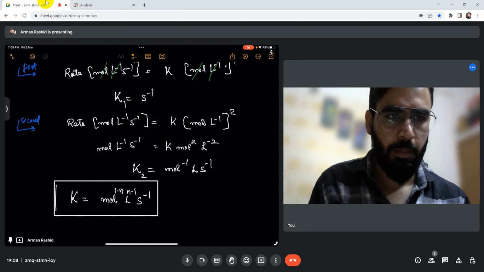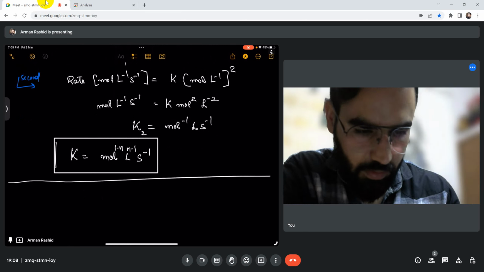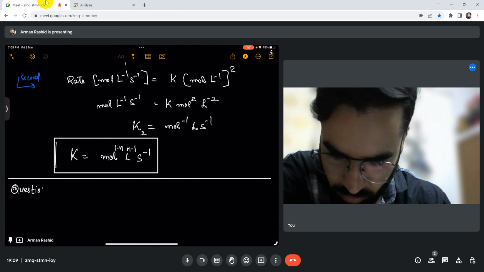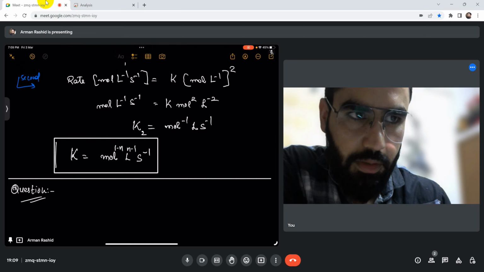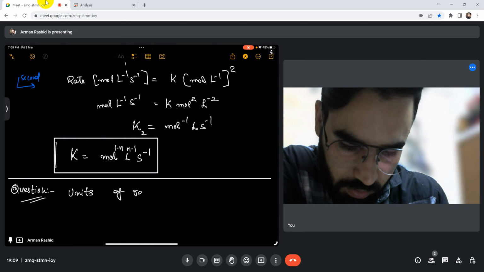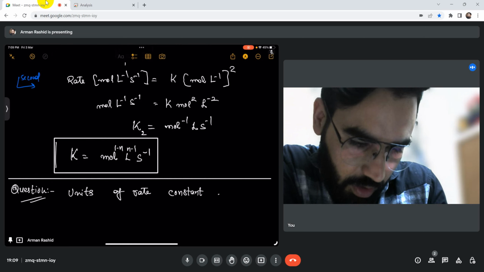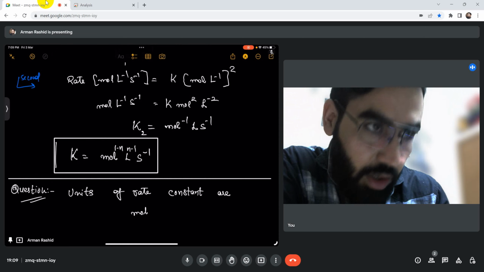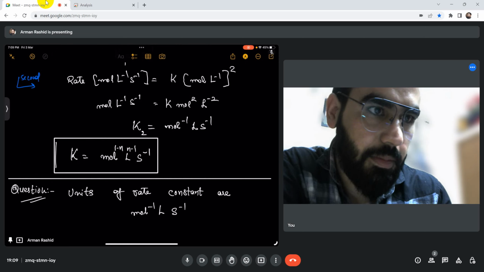Now if we go to the question, from the question we came to know that the units of the rate constant are mole per liter per second.